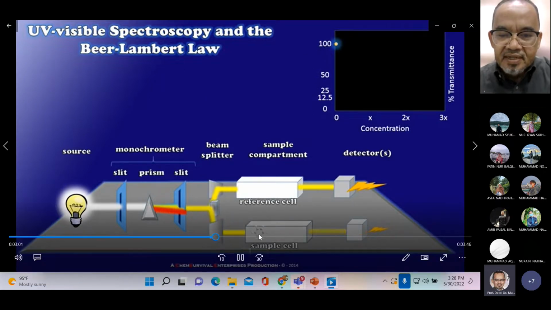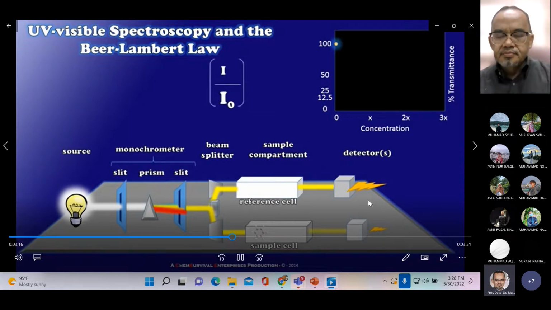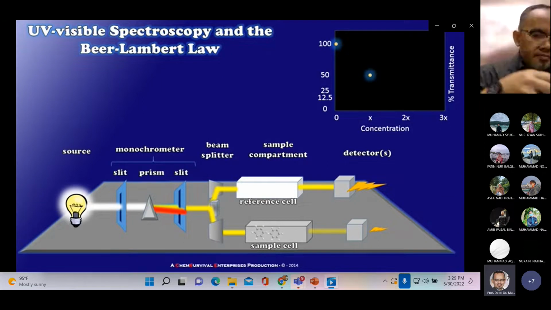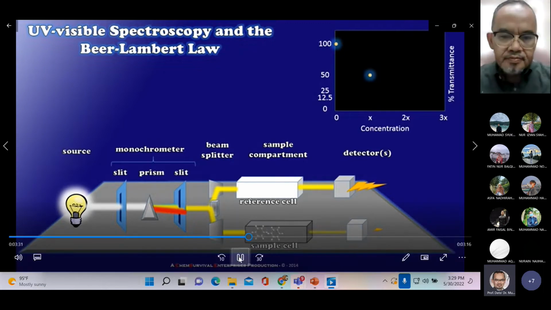Okay, kita tambahkan molekul. Now notice that when I do this, the intensity of the light exiting the sample cell has decreased, and therefore the current generated by its detector has also decreased. So now the ratio of intensities is no longer 100%. In this case, let's say that it's down to 50% at a given concentration, which I'm going to call X. If I add another equivalent of my sample to the sample cell, that decreases the intensity even more.